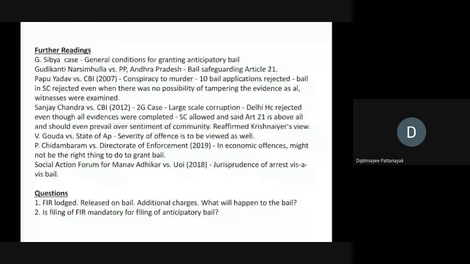Another important case you must read, if you want to clarify the bail jurisprudence in your mind, is Social Action Forum for Manav Adhikar versus Union of India. The jurisprudence of arrest and, vice versa, bail, is all given there. So please go through this judgment.